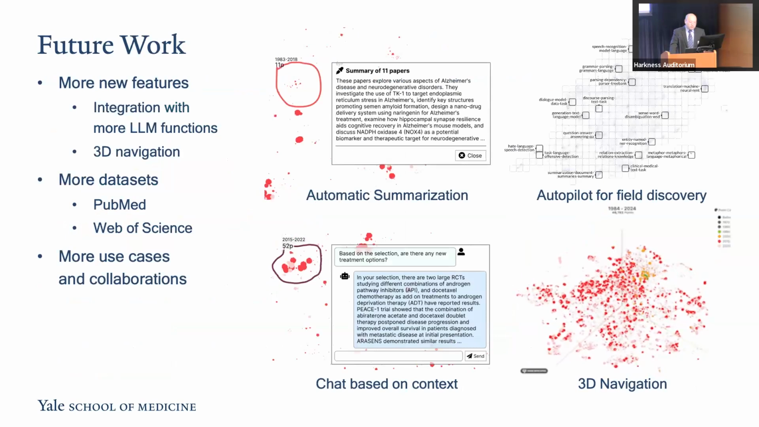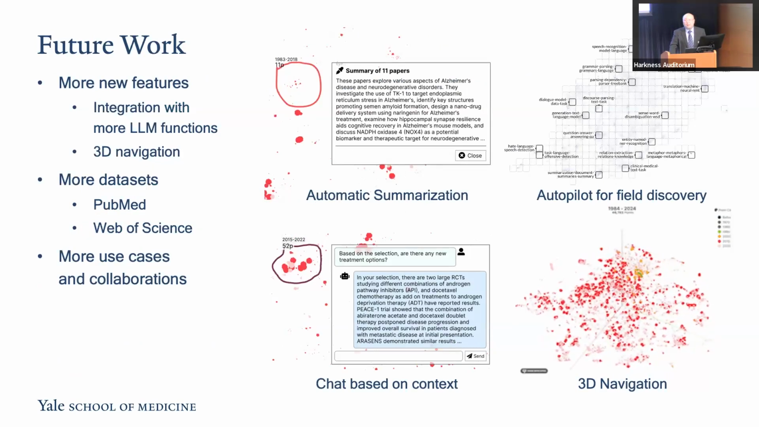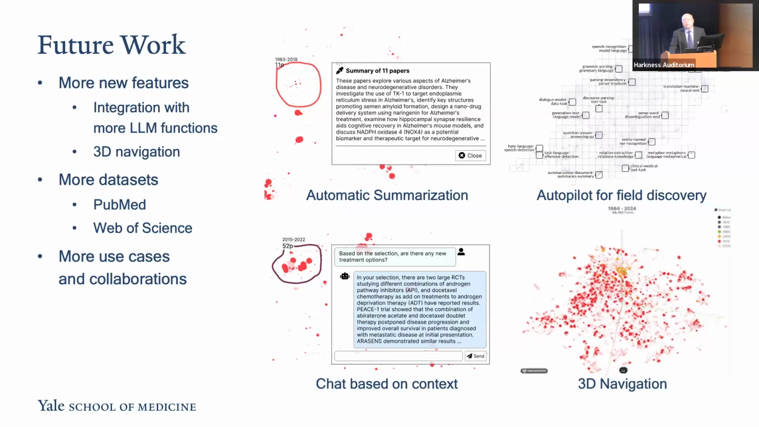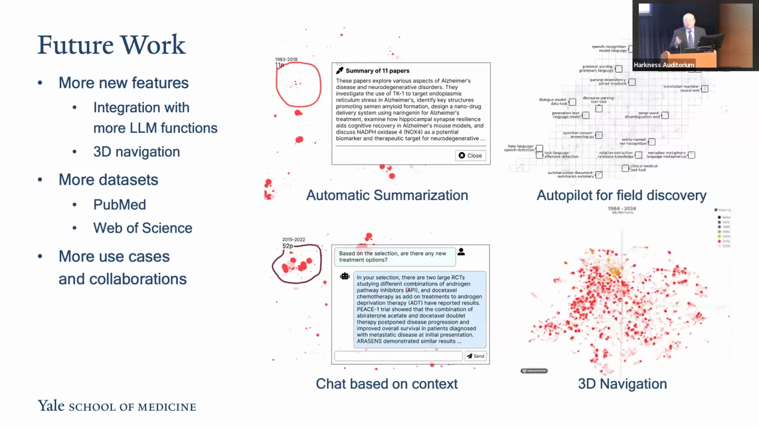For the next step, we are still working on large language models, and we want to integrate more of them into our tool. For example, we can support automatic summarization of the text based on the selection. We can also identify those empty spaces based on the large language model to get some predictions. We can also have a chat UI to chat with our selection, asking what the topics of the selection area are, and maybe suggesting what I can do for the next search.